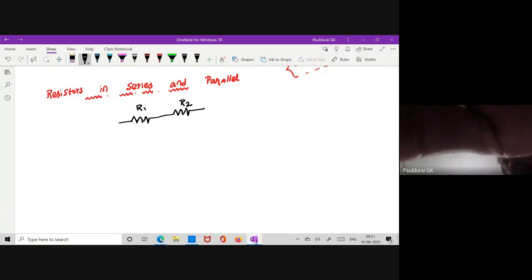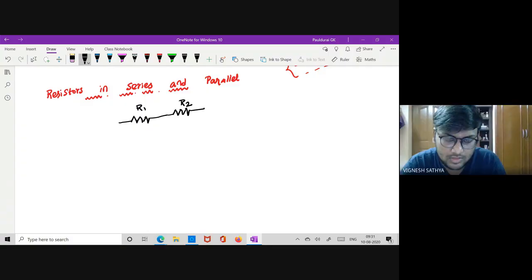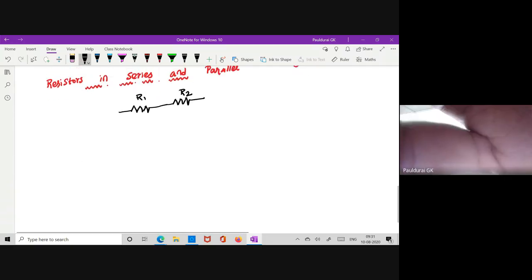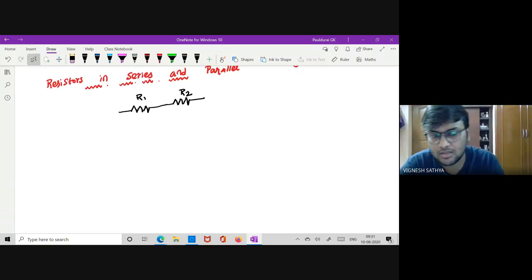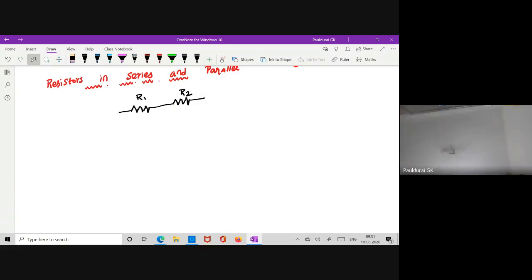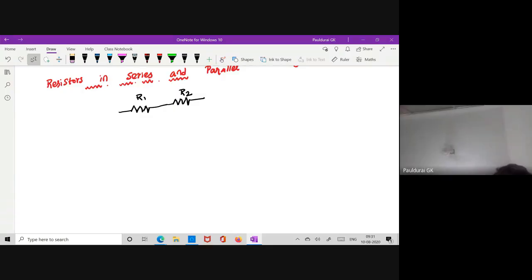Okay, so both are connected in series or parallel? Series. How? The end of one resistor is connected to the starting of the next. Same current is flowing through both, sir, if it is connected to a voltage. Both are actually the same. Yeah?